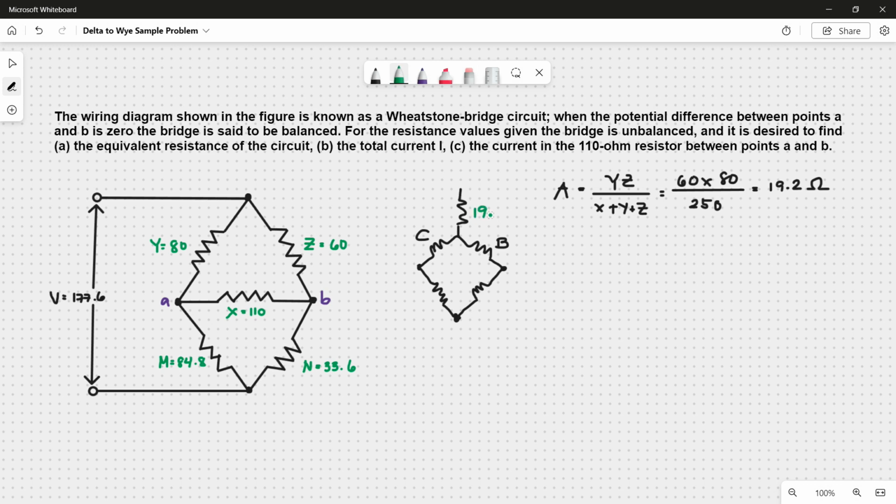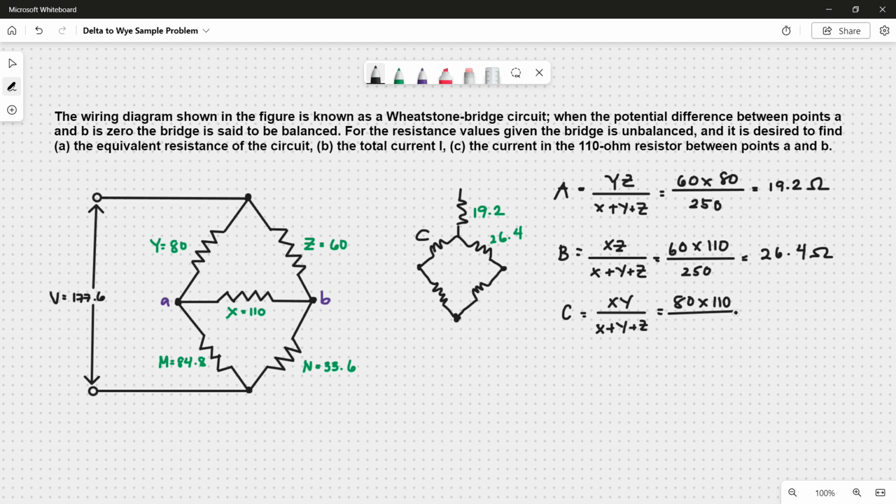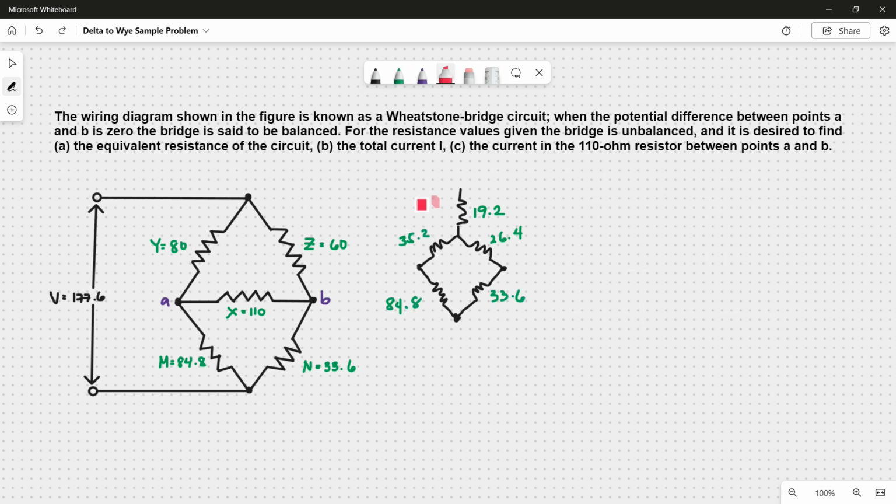For letter B, XZ divided by X plus Y plus Z. 60 times 110 divided by 250. This will give us 26.4 ohms. For letter C, XY divided by X plus Y plus Z. 80 times 110 divided by 250. This will give us 35.2 ohms.